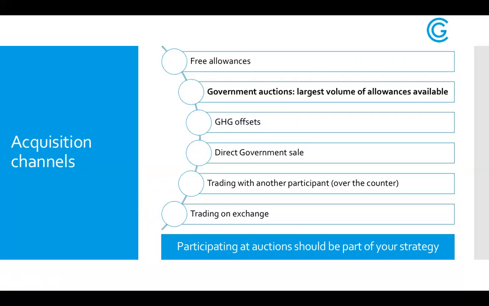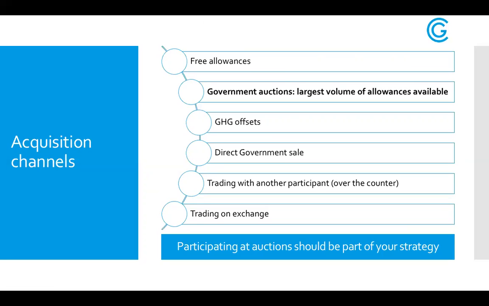But it's good to remember that there are other means of acquiring allowances. Some of you have received free allowances from the government. Some might be looking at GHG offsets from GHG offset project proponents. There's also direct government sale, which typically is to be avoided because most of the allowances traded there will be at a much higher price than what we usually observe at auction and other means of acquisition. There are also opportunities to trade with other participants and perform over-the-counter trading, and there are also exchanges and clearing houses where you can trade on a daily basis.